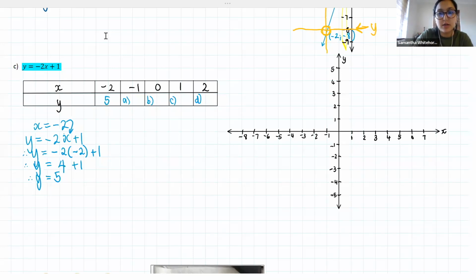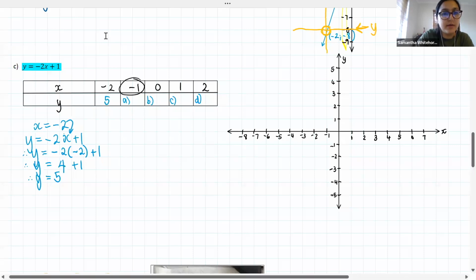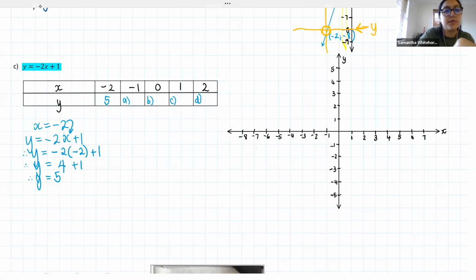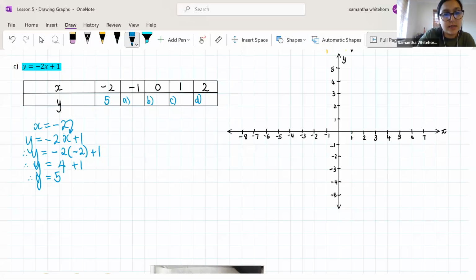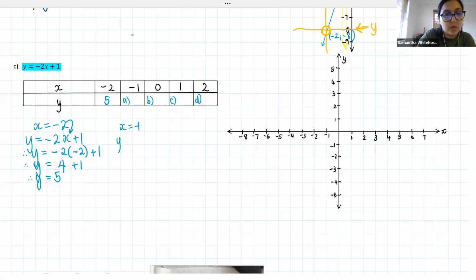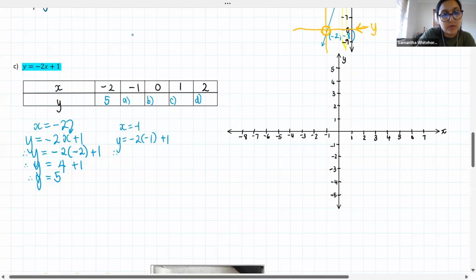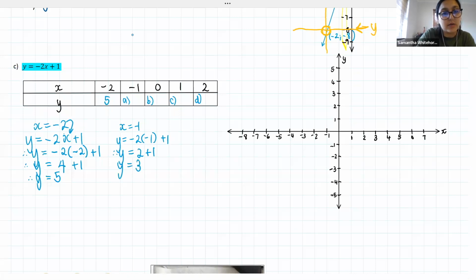Okay, guys, good. So let's have a look at this next one here. So we've got -1. We're going to substitute in. So x is -1. We're going to sub that in. y equals -2 times -1 plus 1. -2 times -1 is +2, plus 1. And so y in this case is equal to 3.